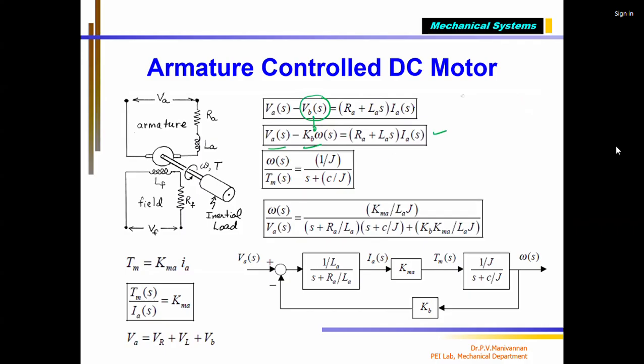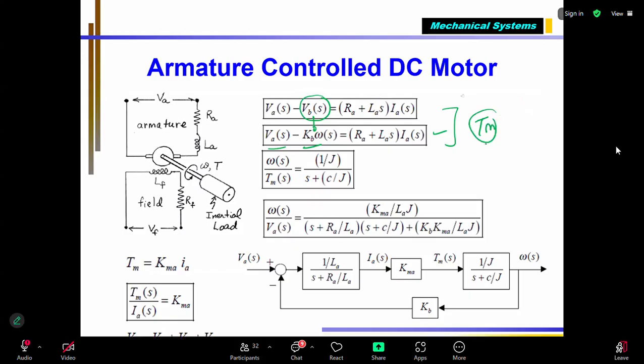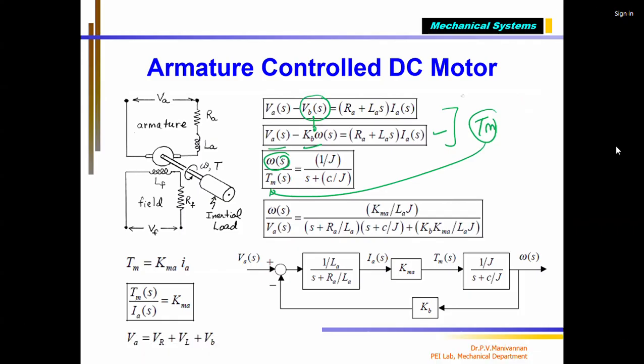This is my electrical part, correct? The electrical part generates TM, and that TM is given as the input to the mechanical part. Here, the shaft speed, motor speed omega, is taken as the output. Output divided by input equals 1 by J S plus C. J is the moment of inertia of the armature, and C is bearing friction or any other friction opposing forces. This is the mechanical part. Now I apply the input voltage. This is called the functional block diagram.